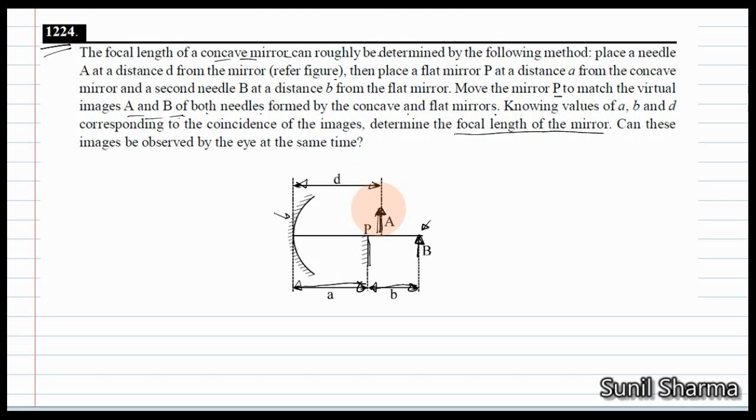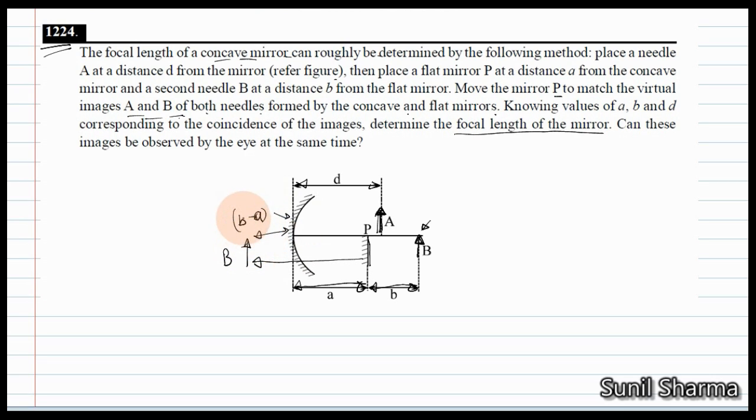If the concave mirror is at a distance D from its object, A is the object for the concave mirror, so its image location can be determined by the mirror formula. And for the plane mirror, as the object is at distance B, the image should also be at a distance B behind the mirror. So somewhere at distance B from the mirror, the image of needle B should be located. Its distance from the concave mirror should be B minus A. I am assuming B is greater than A.